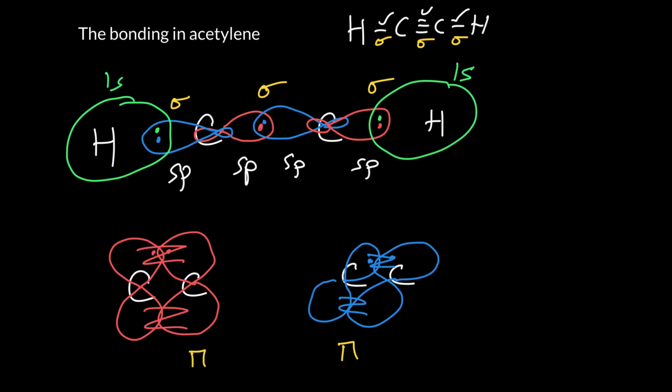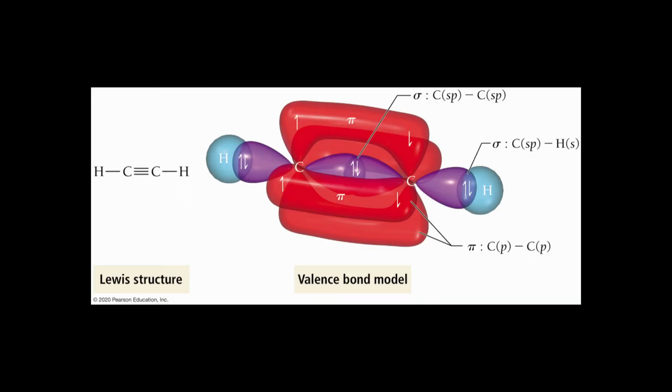Let me see if I can find a nice picture of that. So here's a nice image from our textbook. Notice they're using arrows instead of dots there, but that's totally fine too. So here's the carbon over here and the hydrogen here. So there's that 1s orbital. There's that sp hybrid that they've drawn in purple. They overlap head-on, so that's the sigma bond. So I can go ahead and sketch that. That's a sigma bond right there.